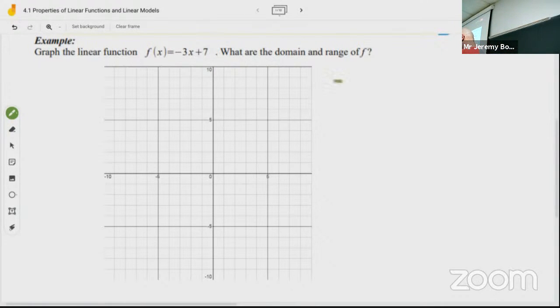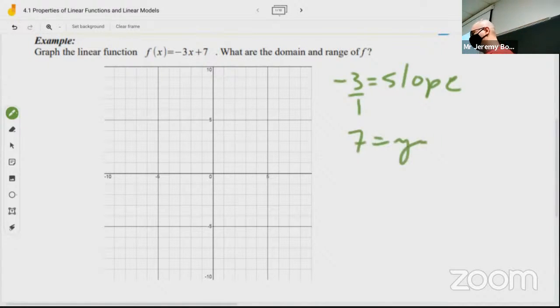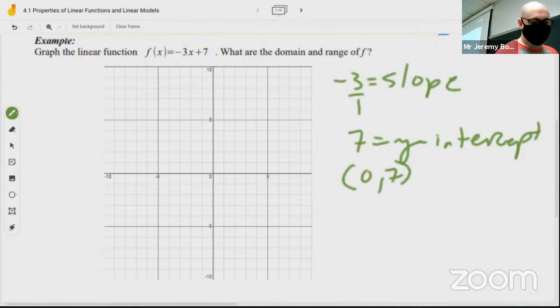We know negative 3 is what? It's negative 3 over 1, but we would call that the what? The slope, yeah. And you said 7? What is 7? The y-intercept. So that means we have the point what? 0, 7. Yeah. X is 0, y is 7. That's the y-intercept. So we can plot that point 0, 7. This would be right here.